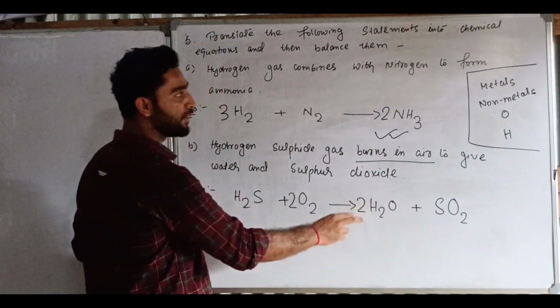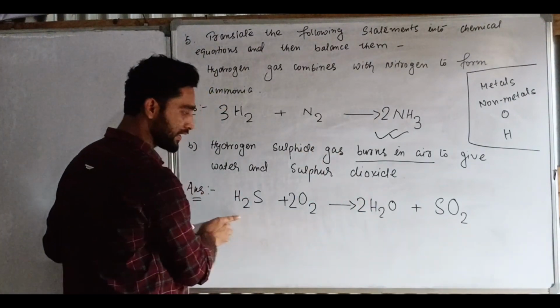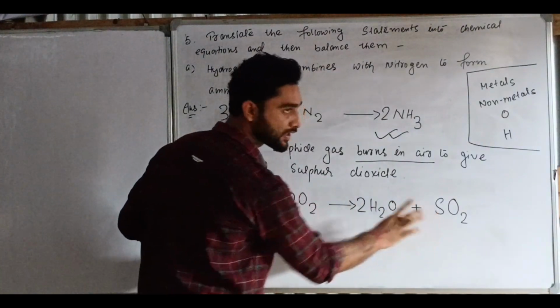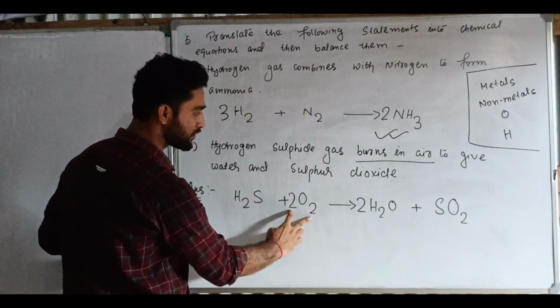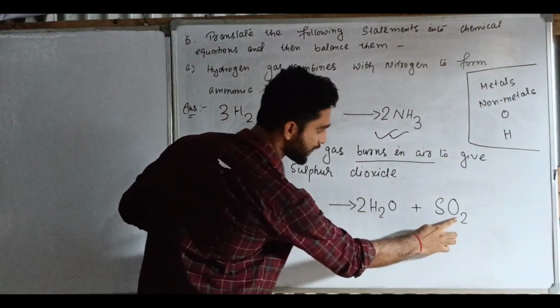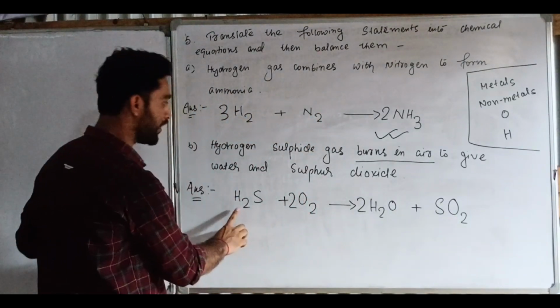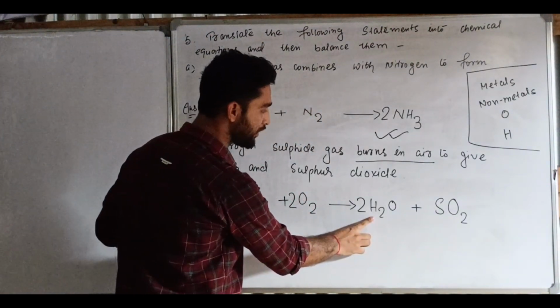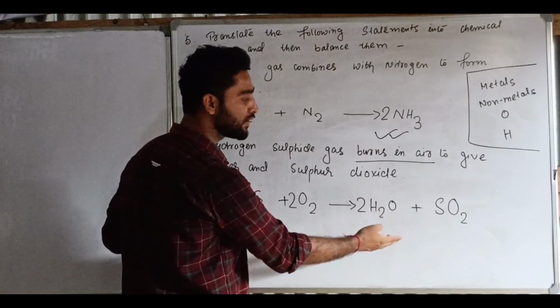Now after putting the number, always start from the beginning. Metals are absent. Sulfur, now check. Sulfur this side 1, this side 1. Sulfur balanced. Now oxygen 2 into 2 is 4. Here 2 oxygen plus 2 oxygen, 4. Now count the hydrogen. So here hydrogen how many? 2. Here hydrogen how many? 4. Now the hydrogen became unbalanced.